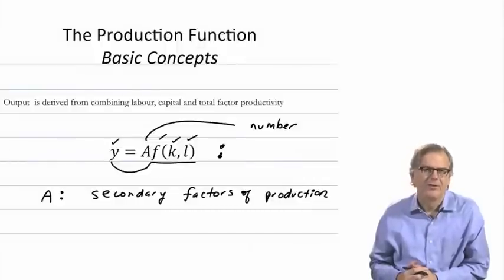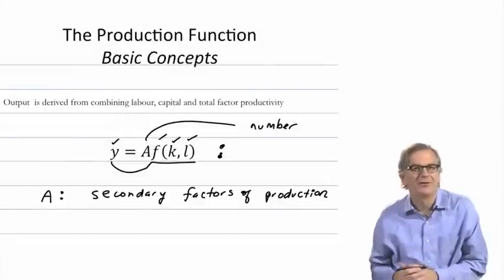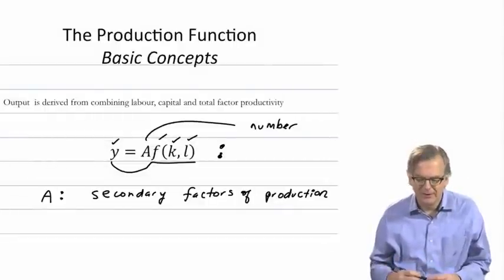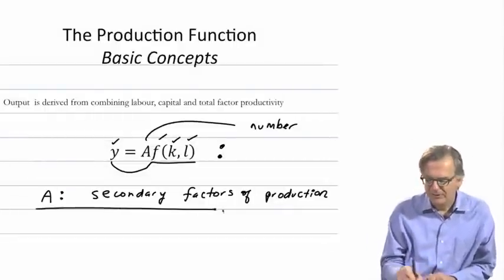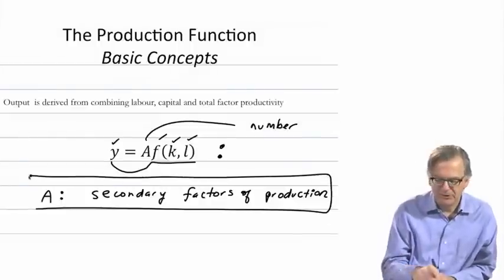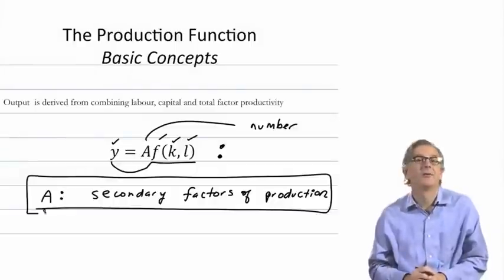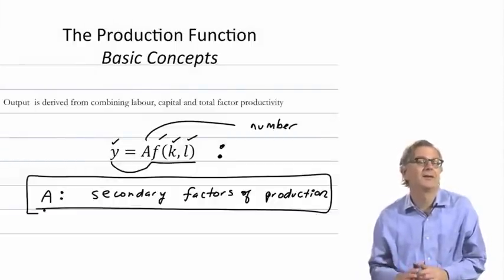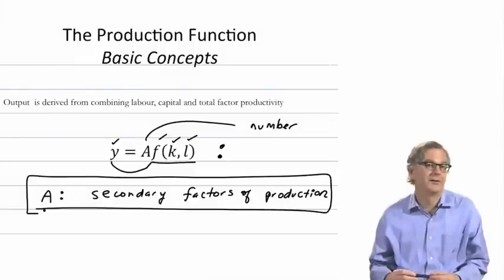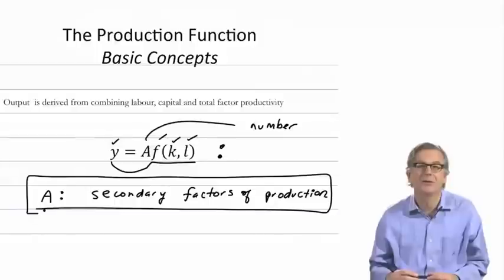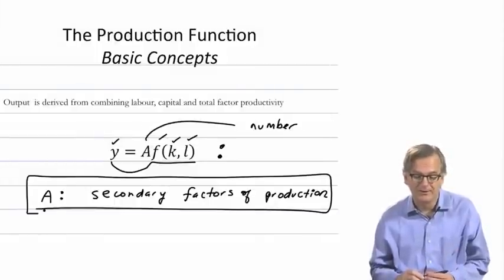It's not just the total amounts of the primary factors that influence firms' ability to produce output. Firms' ability to produce output is also going to be influenced by all of these secondary factors of production. And remember, this could be anything at all that influences production, like technology, like skills, like climate. I'm sure you can think of a great many other things.